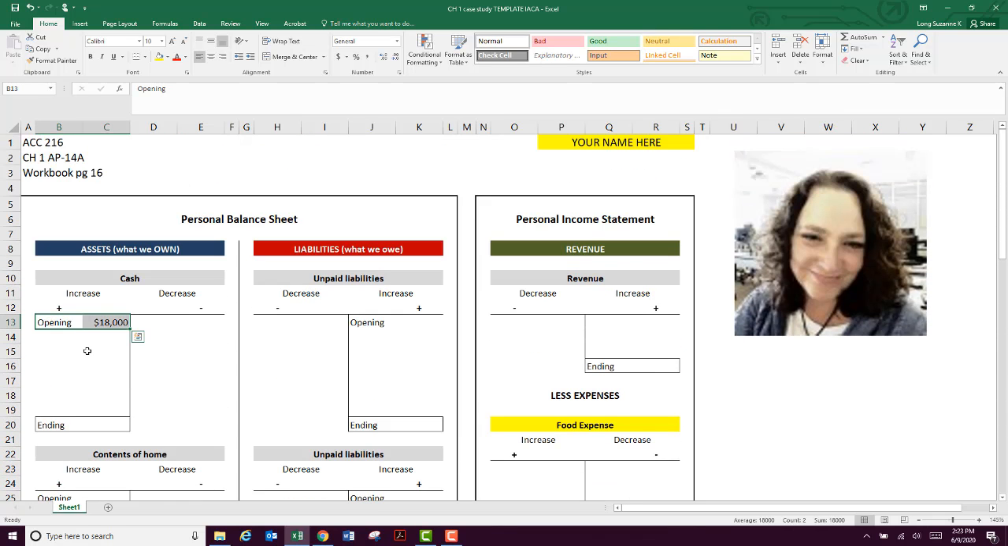Okay, so back to opening balances. Cash, $18,000. The next one is furniture, $3,100.